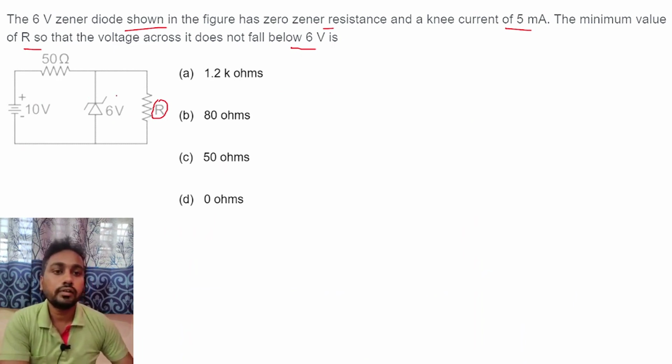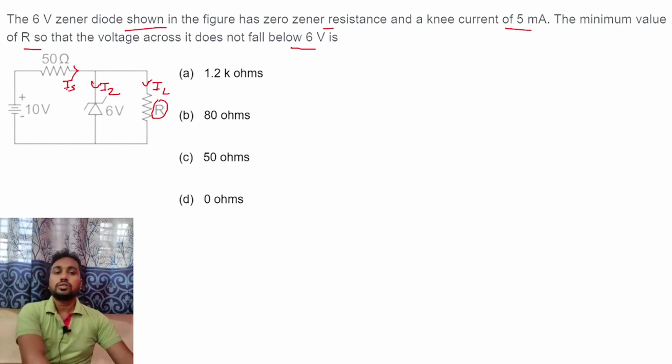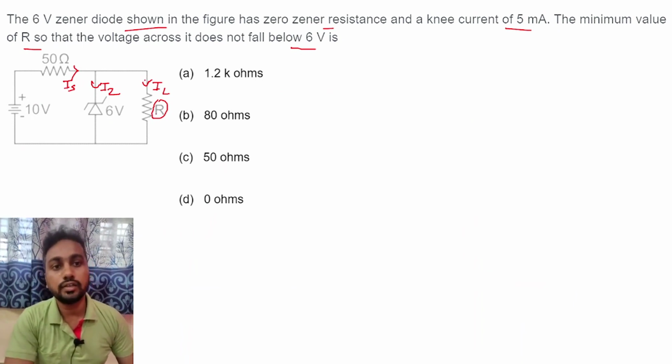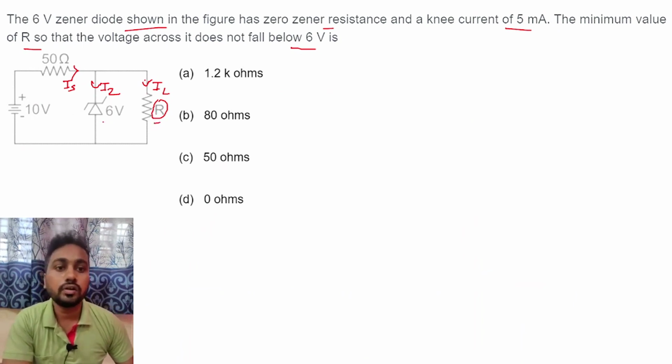What is the approach? This is the load current, this is the Zener current IZ, and one current is coming from the source. If we know the load current IL, then we can easily find the resistance value, because the Zener is 6 volt and in parallel, so across R the voltage will also be 6 volt only.